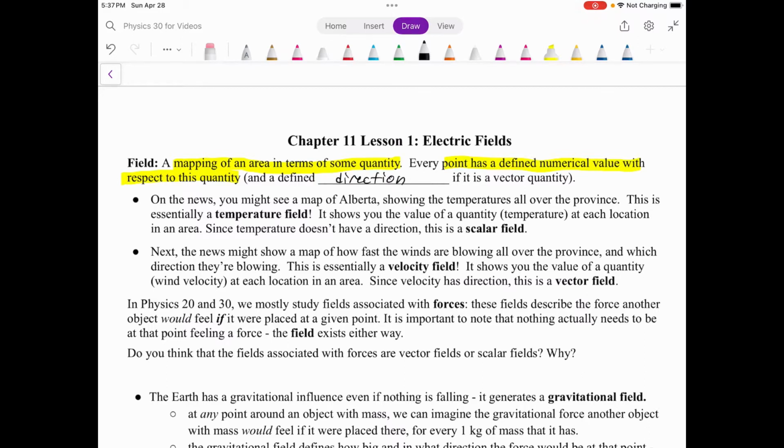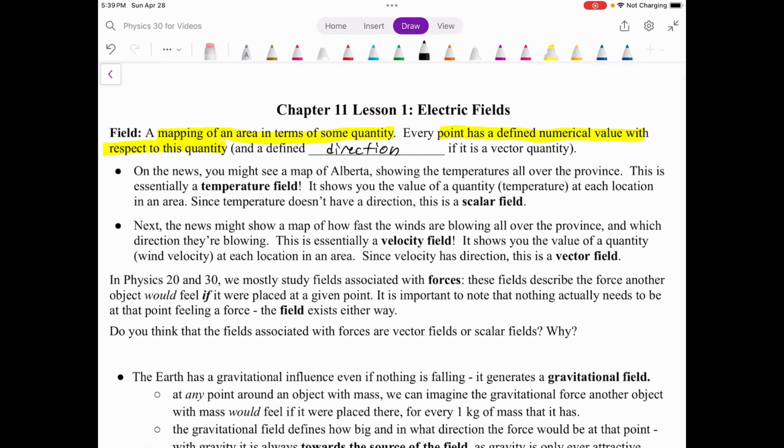Okay, so it really is just taking an area and thinking about, okay, what is this thing that we're interested in? Maybe it's a force, maybe it's a temperature or something, and giving it that correct value and mapping it out in the area.